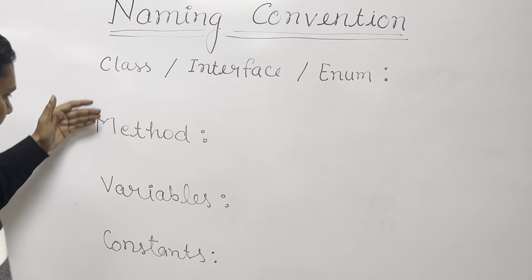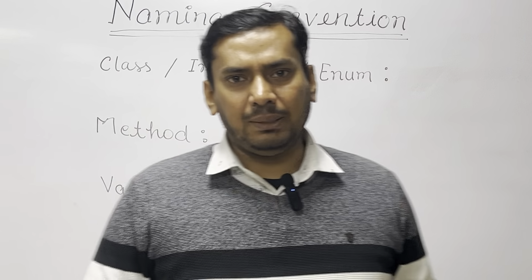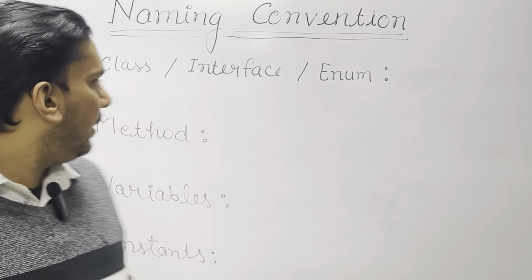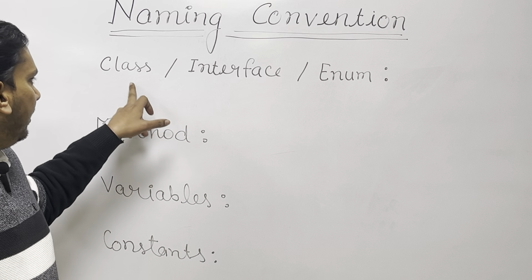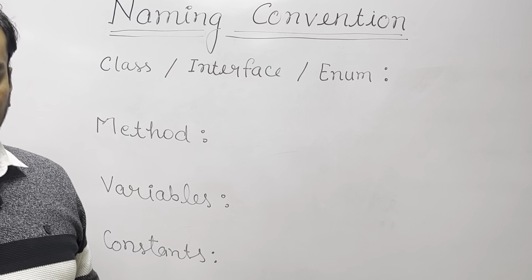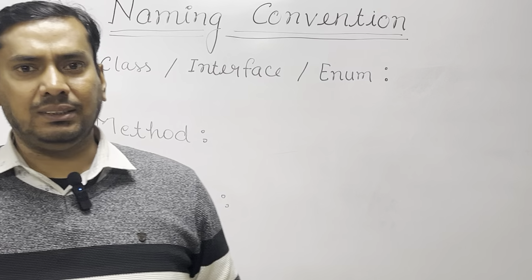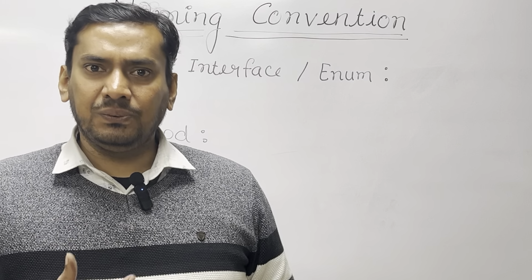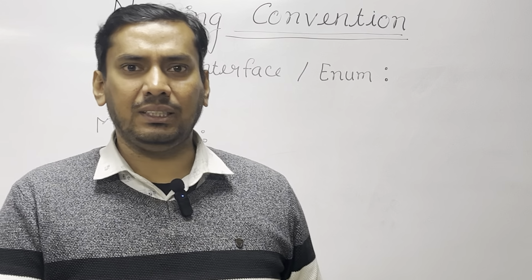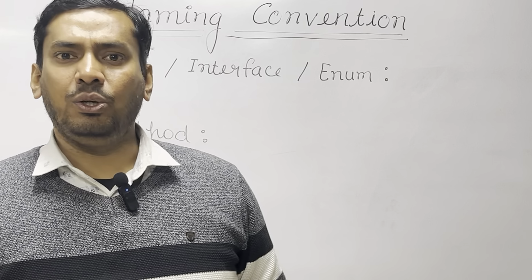There are 4 different types of things that we create in Java programming, and for all those 4 types there are separate naming conventions. First of all, we will discuss the naming convention for declaring the identifier for a class, interface and enum. The naming convention says that every word's first letter should be capital, in uppercase, and the rest of the characters should be in lowercase.